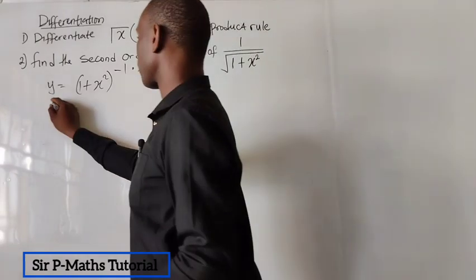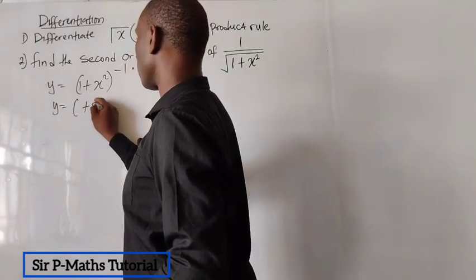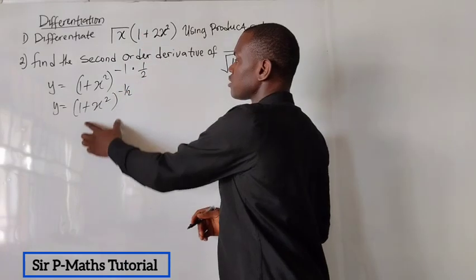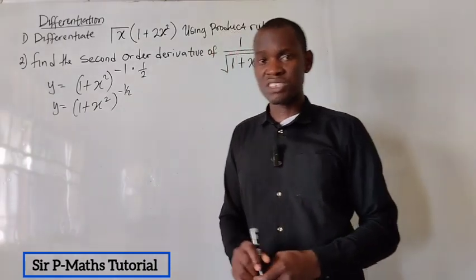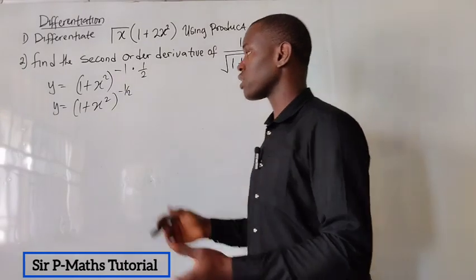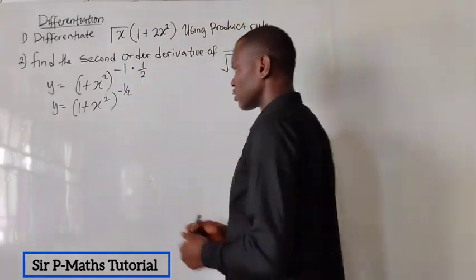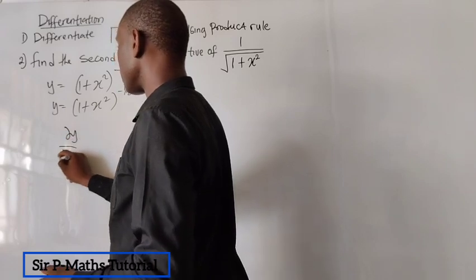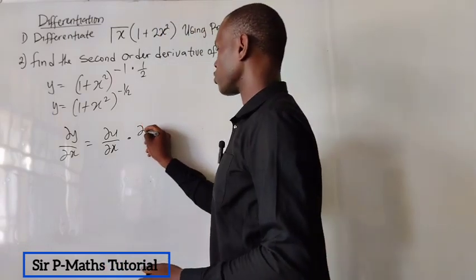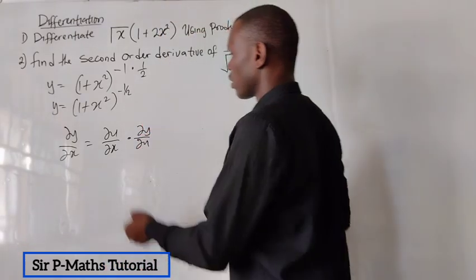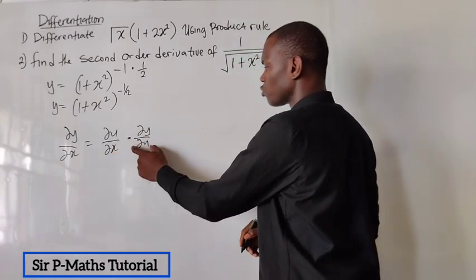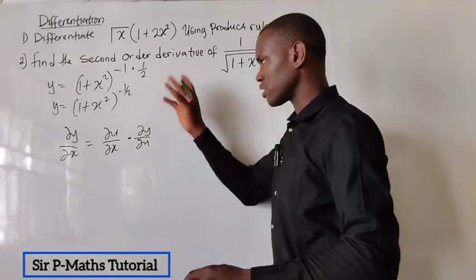So if we multiply, I will have y equal to 1 plus x squared raised to the power minus 1 over 2. To differentiate this, we solve a function of a function, that is, using the chain rule, because you cannot expand this bracket. The easiest way, and the only way I'm thinking we can solve it, is by chain rule. And chain rule says dy over dx is equal to du over dx times dy over du. So we are going to get u, differentiate with respect to x, get y, differentiate with respect to u. Then we multiply the both of them, we get the derivative.